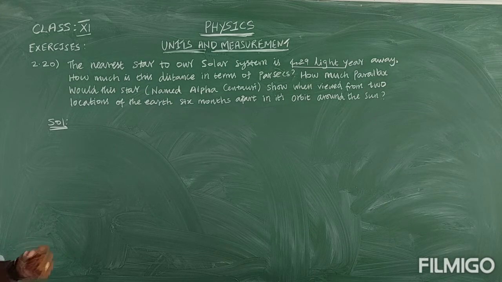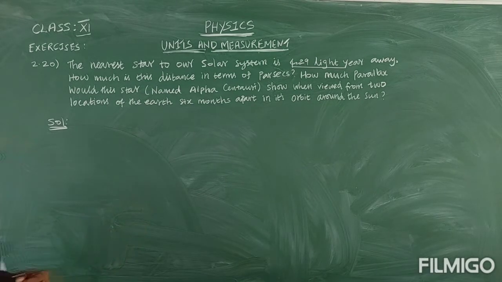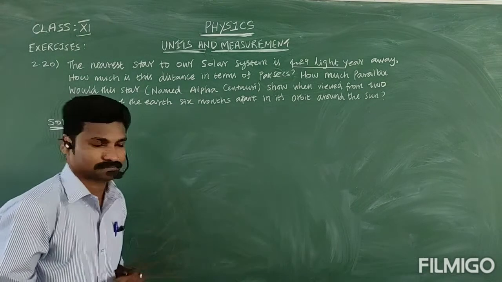Next, how much parallax does the star named Alpha Centauri show when viewed from two locations of the Earth 6 months apart in its orbit around the Sun?